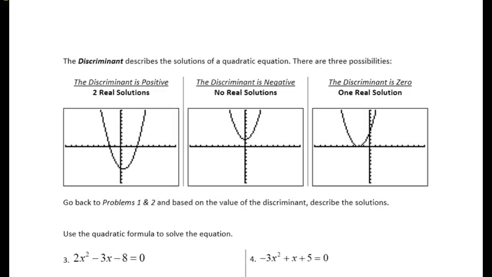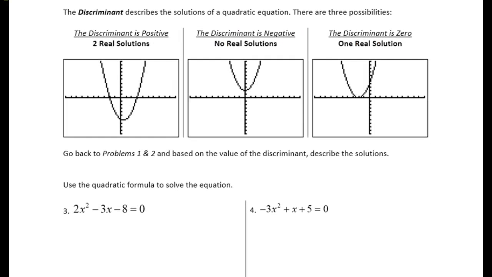If you go to the next page, here are the three possibilities of how many answers there are. If you go to your y screen and graph the quadratic equation, and the parabola looks like this, you can see that there are two real solutions because it touches the x-axis in two places. Or this could happen.